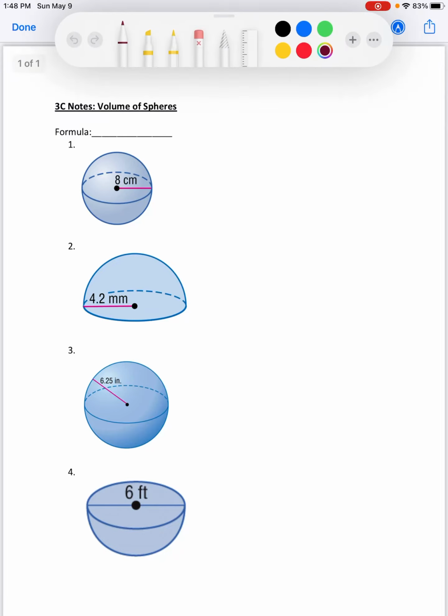All right, so today we are dealing with volumes of spheres, and the volume of a sphere is calculated with a bit of a different formula than the others we've dealt with so far. So, the volume of a sphere is going to be found using the formula 4/3 pi times radius cubed.